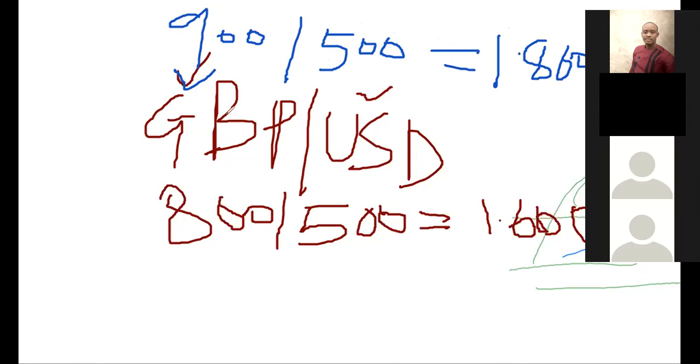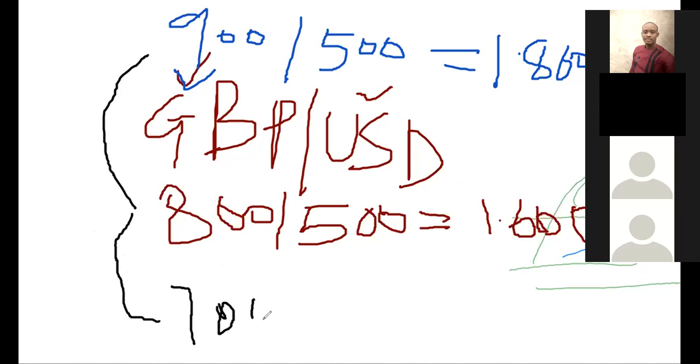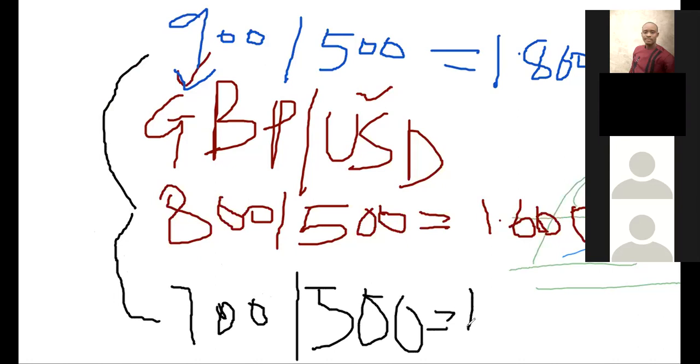Now, class, let's go back. Let's say this same GBP, which increased from year to year, dropped by 100. It reduced to 700. 700 divided by 500 is what? 1.4.